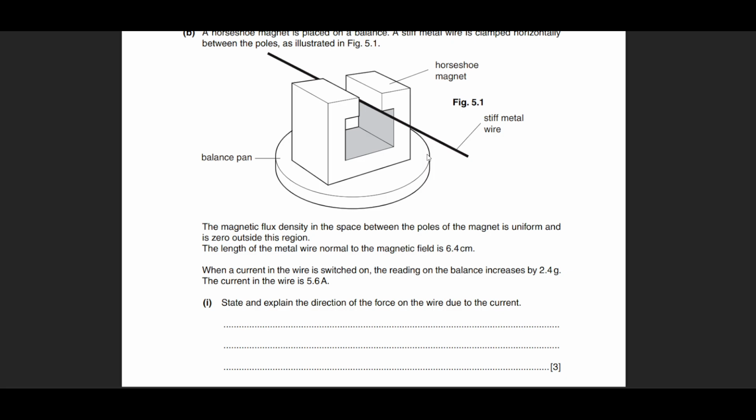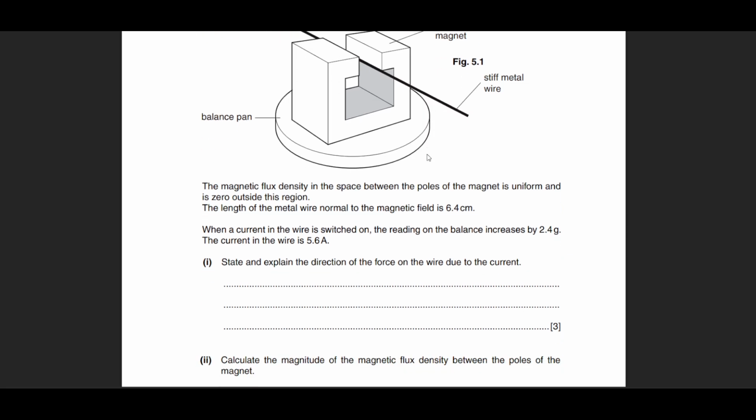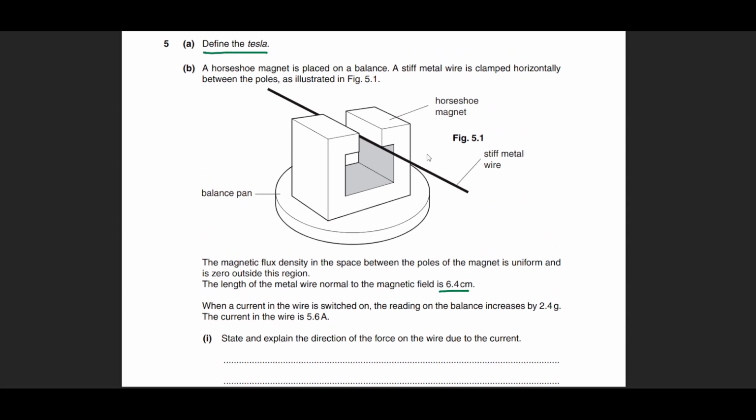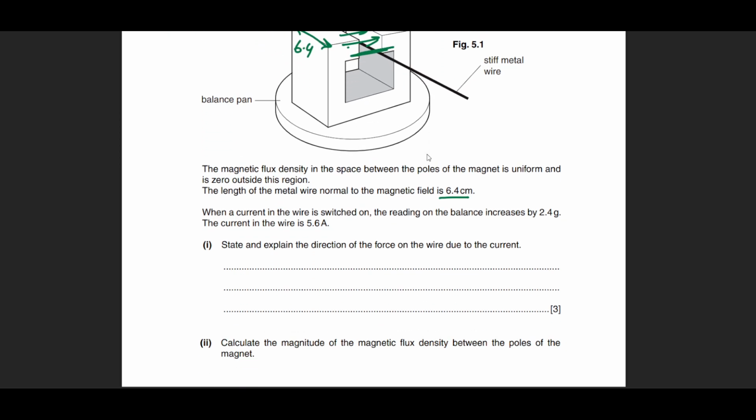A metal wire on a balance span has a length of 6.4. Now he says the length of metal wire normal to the magnetic field. What does that mean? From this point to this point, whatever cross-sectional area this wire has, it is experiencing the magnetic field. So this is actually 6.4. As wide as this magnetic field is, that is the length of wire exposed inside the magnetic field. The rest of the wire has nothing to do with the magnetic field. That's why this is given to you. So the average current is, let's say, 5.6 amperes and causes a change of mass of 2.4 grams.